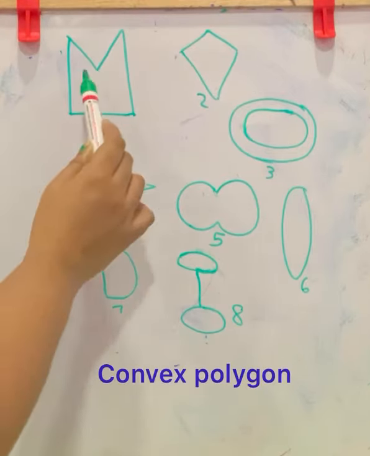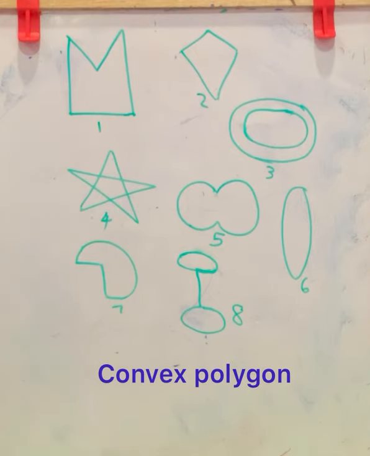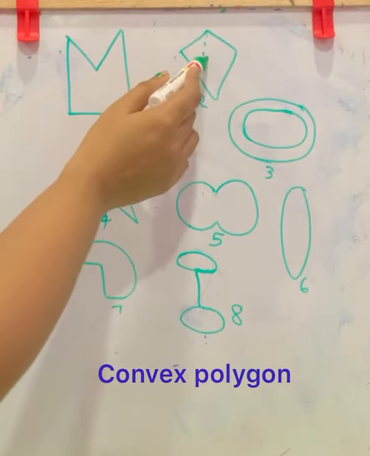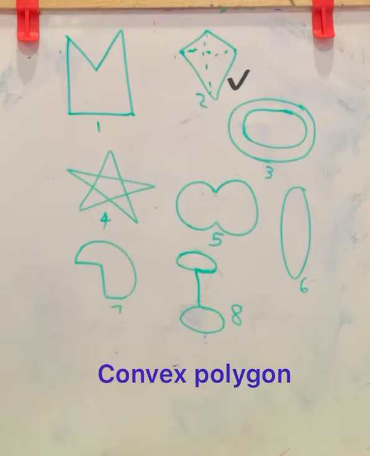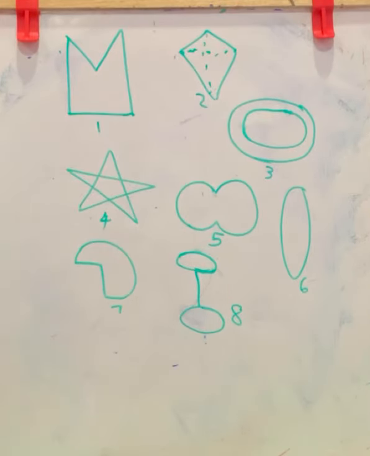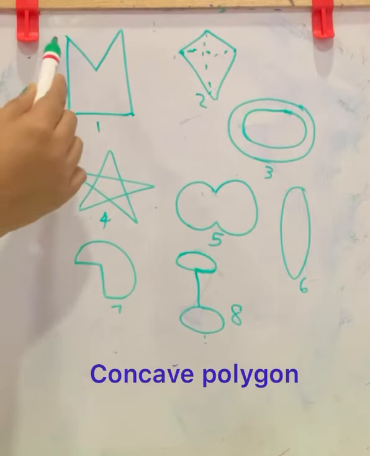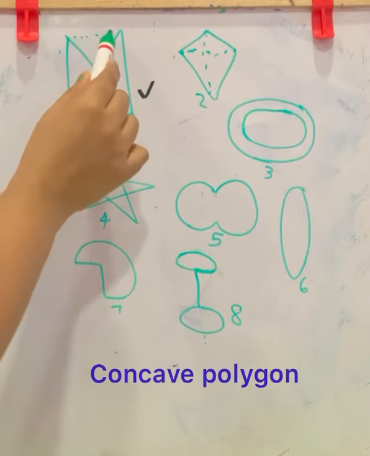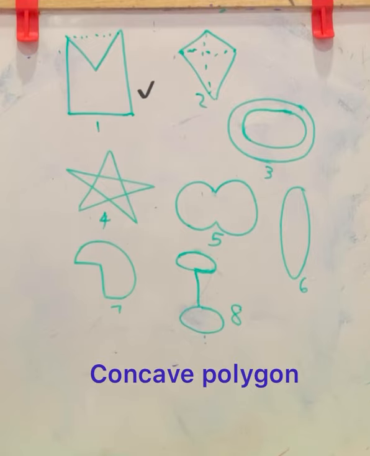Next is convex polygon. So we know these are the polygons. From that you have to check which is the convex polygon. Convex polygon means diagonals must be in the interior. Here in this figure, diagonals are in the interior. So this is a convex polygon. Next is concave polygon. Here this is the polygon and here one diagonal is in the exterior. So you can say the polygons which have diagonals in the exterior are called concave polygons.